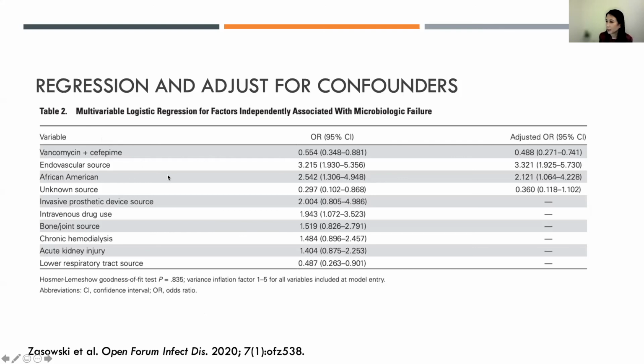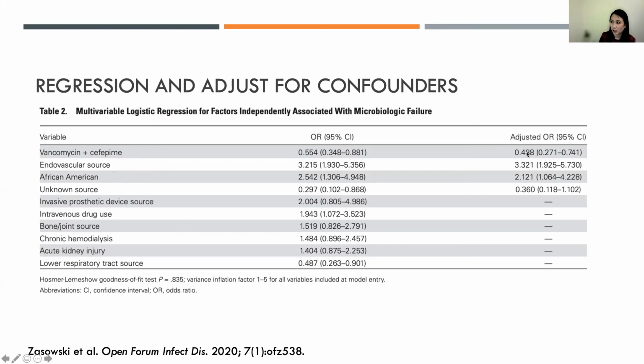But this slide really was trying to depict the different ways in which you can report the results of a regression model, and the importance of understanding that it's more of an art than a science. The other thing I'll share is that the odds ratio that you see here, the 95% confidence interval, should correspond to the p-value that you see in your bivariate table. It is essentially your p-value in your bivariate table when you look at vanco plus cefepime versus vanco alone on microbiologic failure.